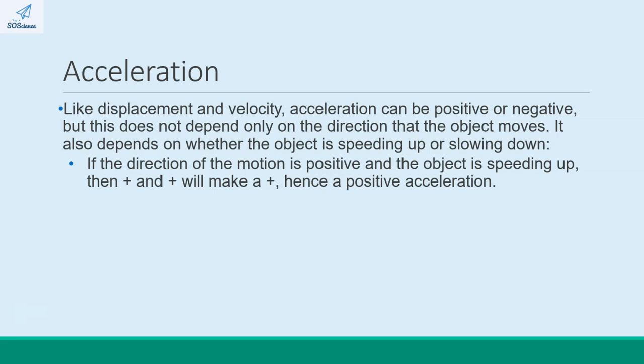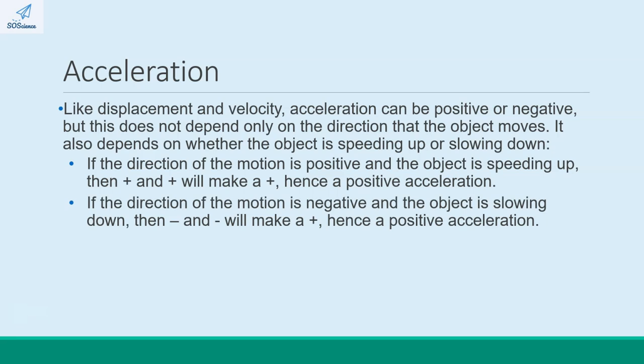So what that means is that if the direction of the motion is positive and the object is speeding up, then we have a positive answer, which indicates a positive acceleration. If the direction of the motion is in the negative direction and the object is slowing down, then we've got two negatives that make a positive. So again, we're dealing with positive acceleration. So the implication here is that a positive acceleration answer means one of two things. Either the object is speeding up in the positive direction or slowing down in the negative direction. So you need to read the question quite carefully to figure it out.